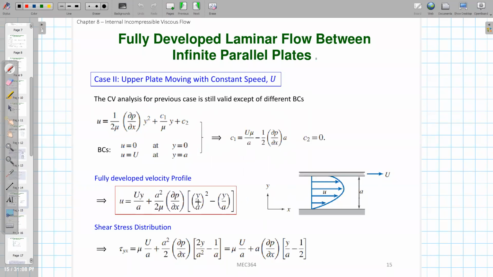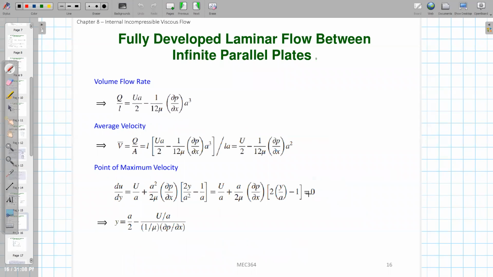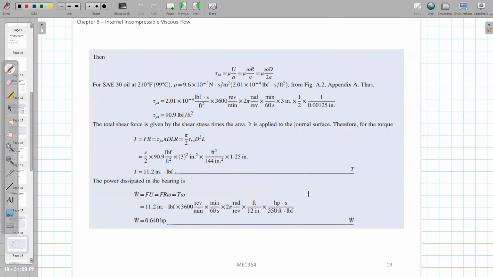Because the boundary condition is changed, the unknown constant C1 we obtained here is also different from the one we obtained before. So we will have a new velocity profile for this case, and from it we can also get the shear stress tau, volume flow rate, average velocity, the maximum velocity, and where this maximum velocity will happen. So this is what we did in the last lecture, and here we continue.